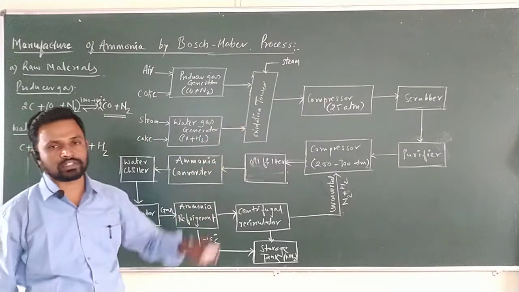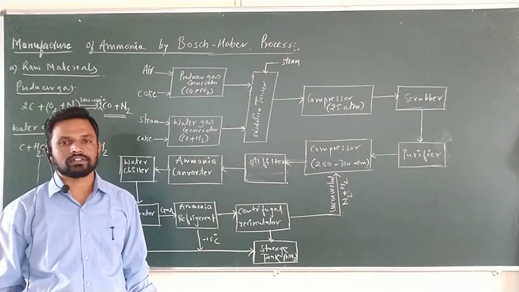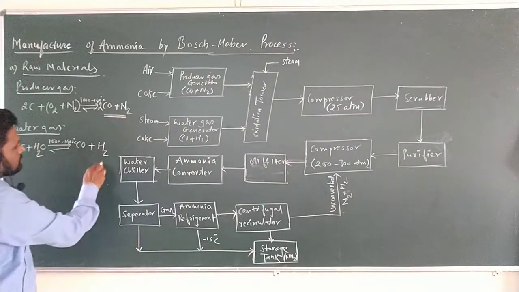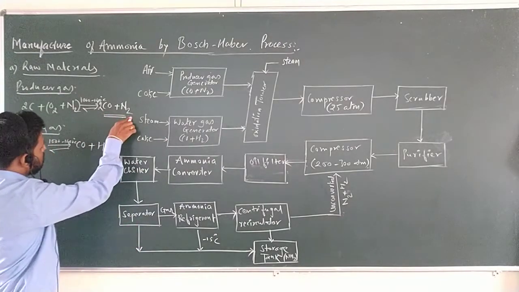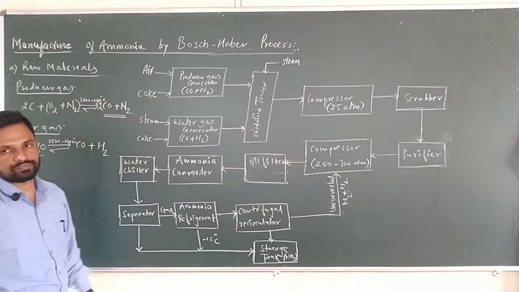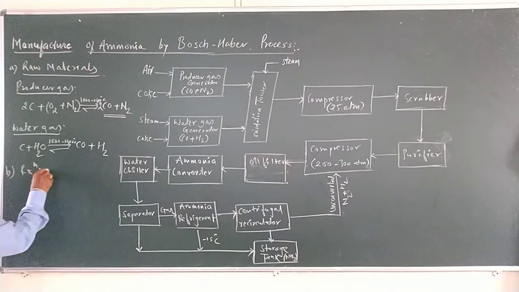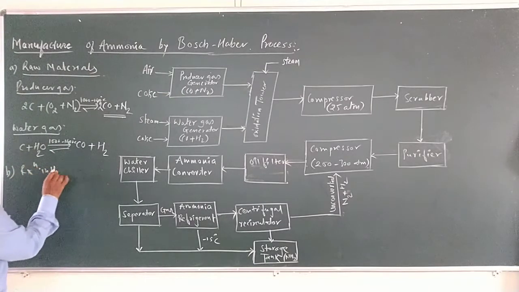This is also very important: the oxidation tower. What happens in the oxidation tower? In the oxidation tower, here we can see carbon monoxide plus N2, carbon monoxide plus H2. Here we can see the reaction in the oxidation tower.